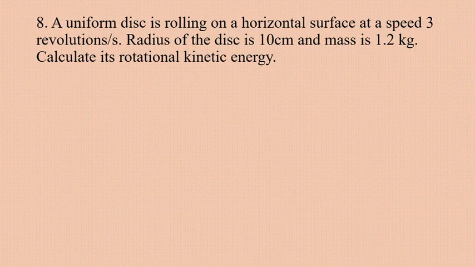Now the next problem. A uniform disk is rolling on a horizontal surface at a speed of 3 revolutions per second. The radius of the disk is 10 cm and the mass is 1.2 kg. Calculate its rotational kinetic energy. Here also we are asked to find the rotational kinetic energy that we have done in the previous problem.